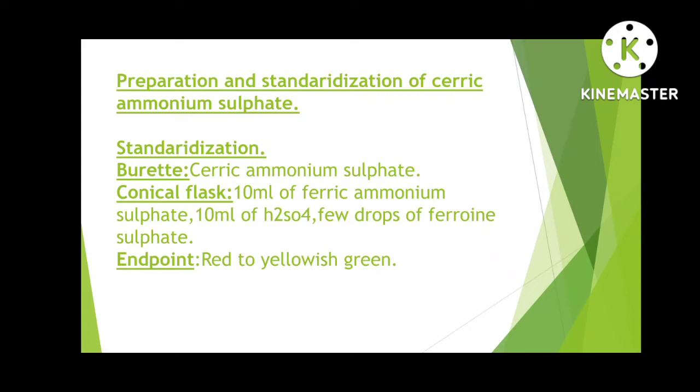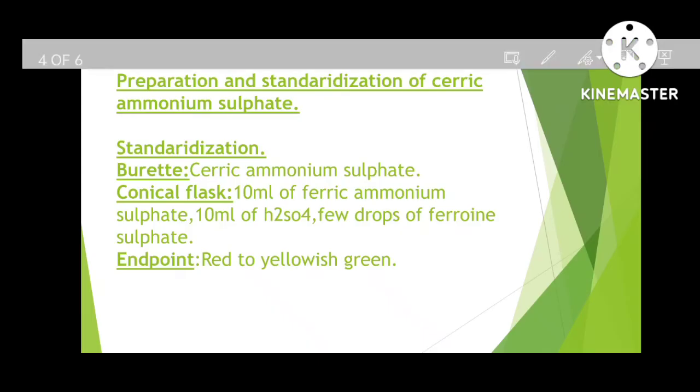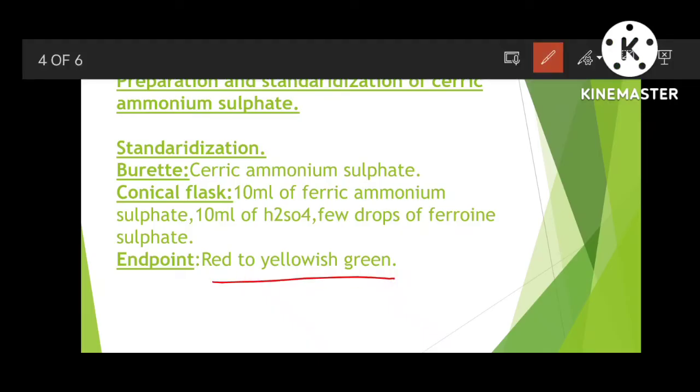Standardization: burette contains ferric ammonium sulfate solution... in the conical flask take 10 ml of ferric ammonium sulfate, then 10 ml of sulfuric acid, then 2 to 3 drops of ferroin sulfate. It is the indicator. Endpoint is red to yellowish green. And here the calculations are mandatory.